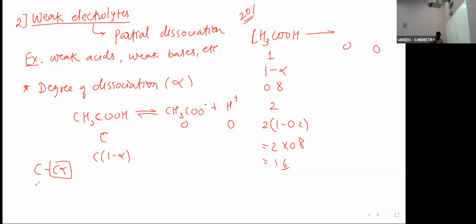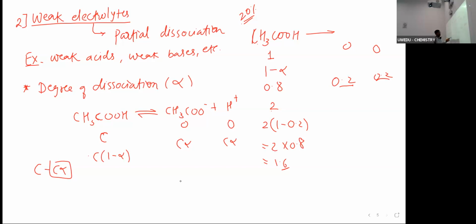So C alpha is dissociated, right? If here there is 20% dissociation, 0.8 remaining, then how much will be formed? 0.2, because 1 mole gives 1, so 0.2 will give 0.2 and 0.2 here. It is the mole concept, similar to what we saw. So here also it is C alpha, C alpha. Everyone is clear with this?